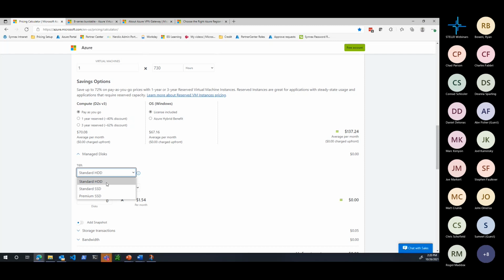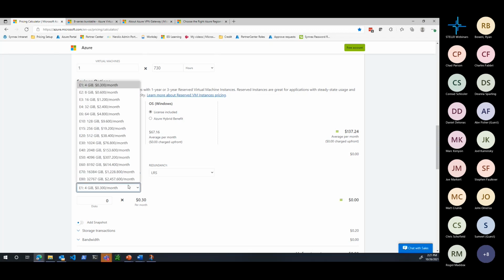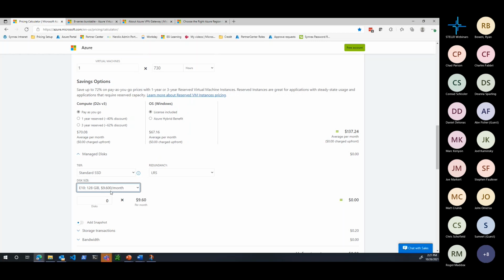These two options do not have SLAs behind them, and there are storage transactions that go along with that. So that's where some of the fluctuation comes in. They are cheaper disks, obviously, the standard, and you can build out redundancy if you see fit. Like a 128 gig disk is just under $10.